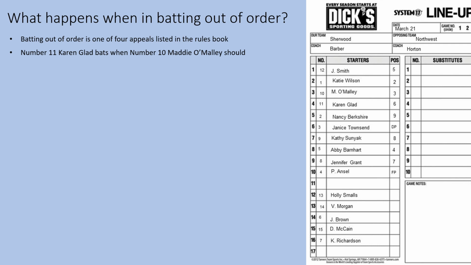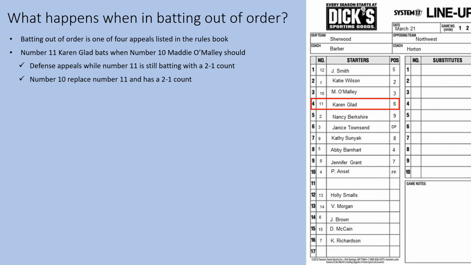Number 11, Karen Glad bats for number 10, Maddie O'Malley, who should have batted. So there you see number 11, Karen Glad in the box, and she is batting for Maddie O'Reilly. The defense appeals while number 11 is still batting with a 2-1 count. Simply all you do in that case is you replace number 11 with number 10, who is the proper batter, and she assumes the count.